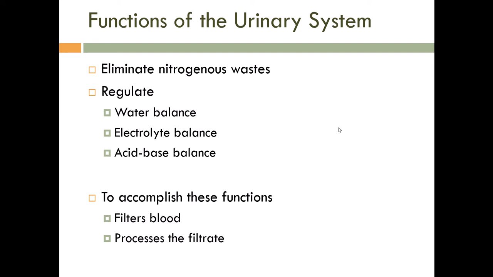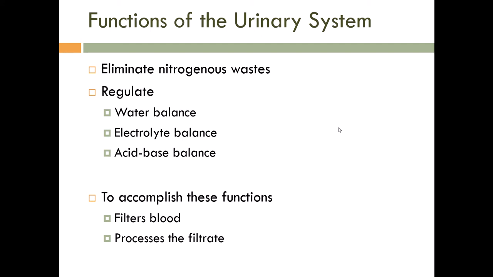It also helps us regulate several different electrolytes, particularly calcium, sodium, potassium, so that our heart and our brain and our nervous system and muscle system function properly. And then also our blood pH. We need to maintain a slightly basic blood pH in order for our body to function properly, for our proteins not to denature and unfold. And so the urinary system is one of the ways that we can regulate that pH level.